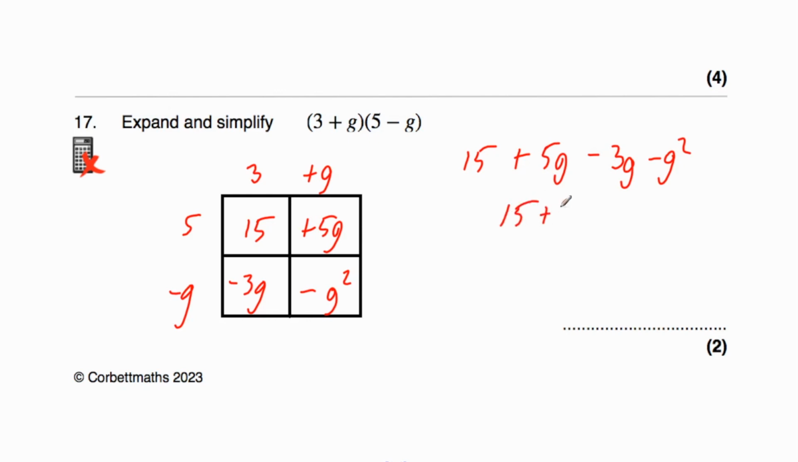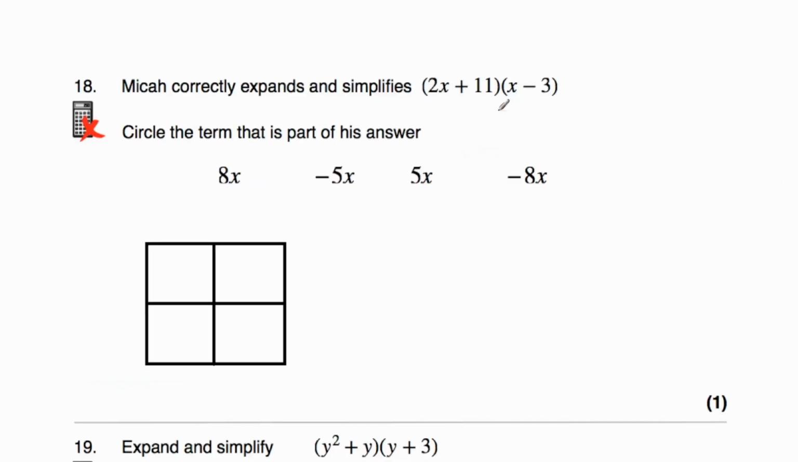So that's going to be 15 plus 2g minus g squared. So that's our answer, 15 plus 2g minus g squared. Okay, our next question. Question number 18.